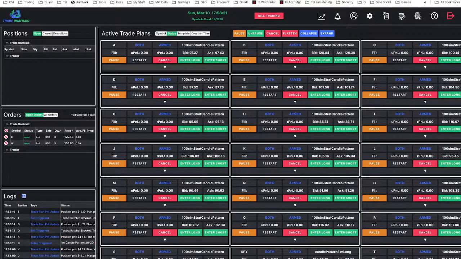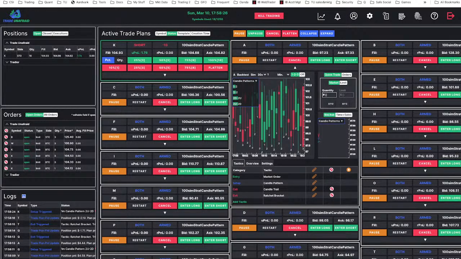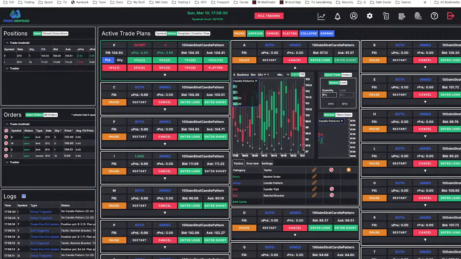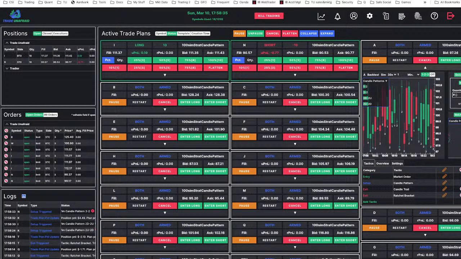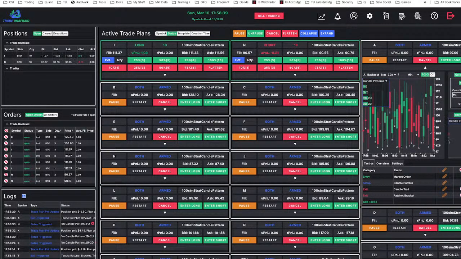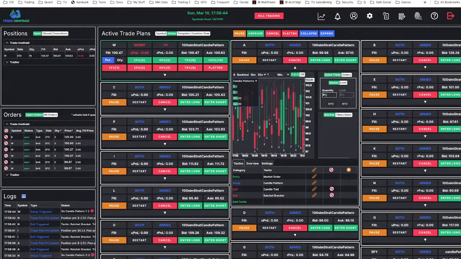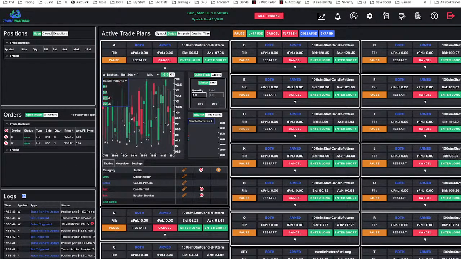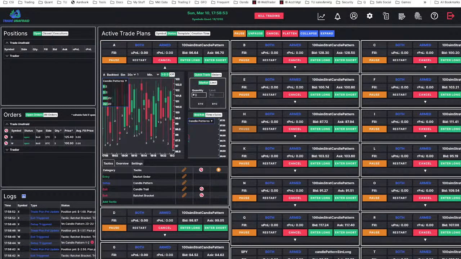So let's see. Yeah, one other thing that I wanted to point out is that I can manually enter, even though it hasn't triggered. I can just say, all right, I want to be in this thing. I want to get long, and so I manually entered that one long, and then the trade plan picks up from there. Because I entered manually, that doesn't matter.